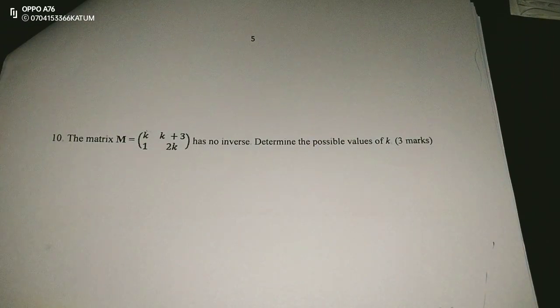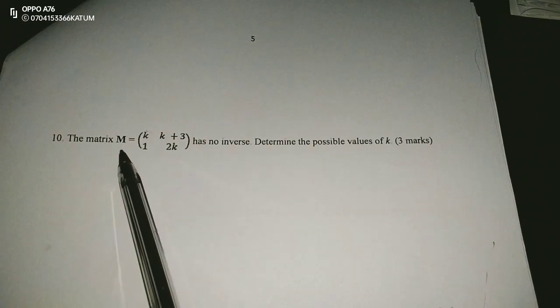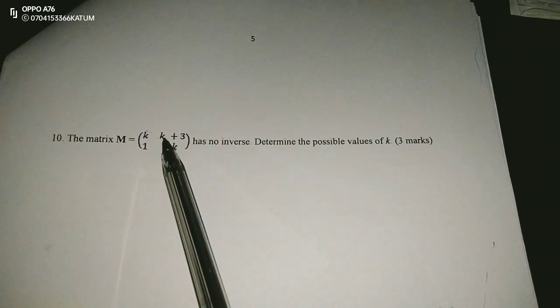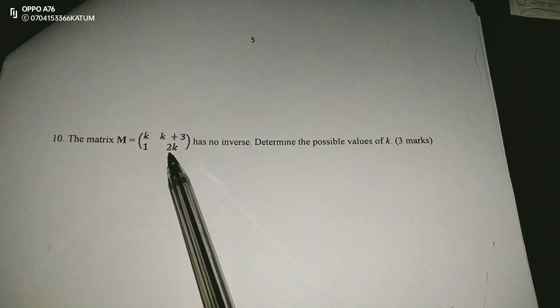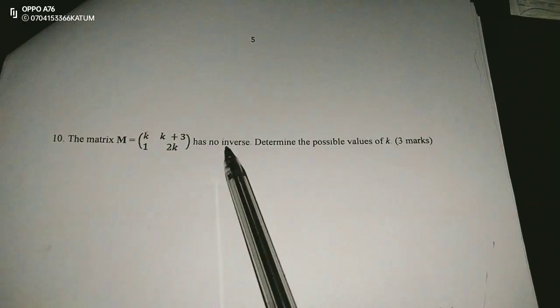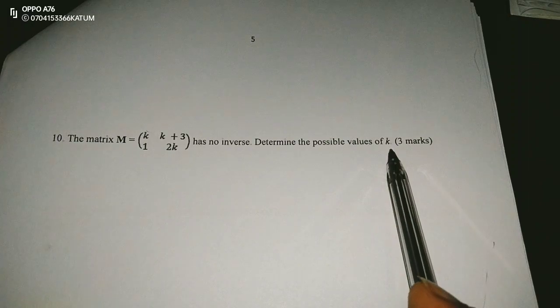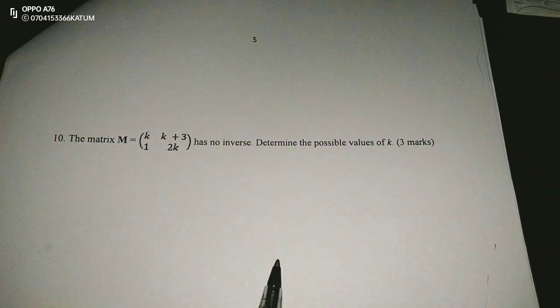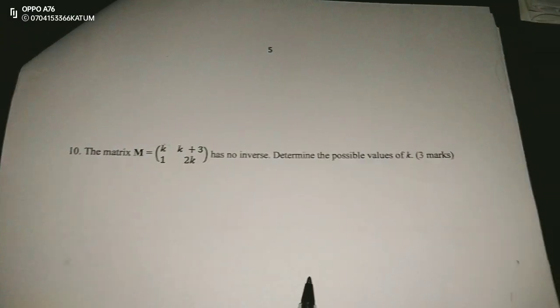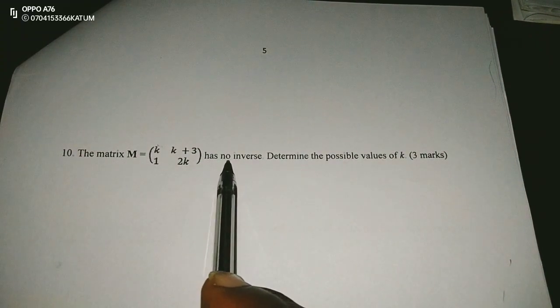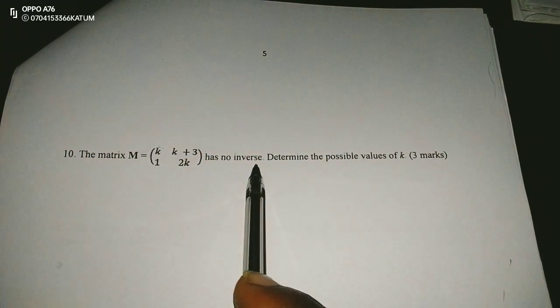We're going to look at matrices. The matrix M equals [K+3, 2K; 1, K] has no inverse. Determine the possible values of K. This means that K might have more than one value. So for us to solve this one, we must understand what a matrix without inverse is.